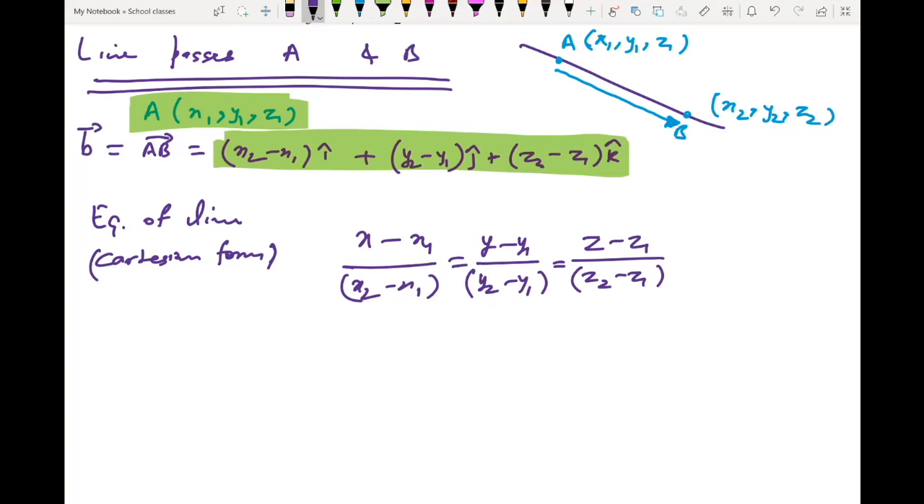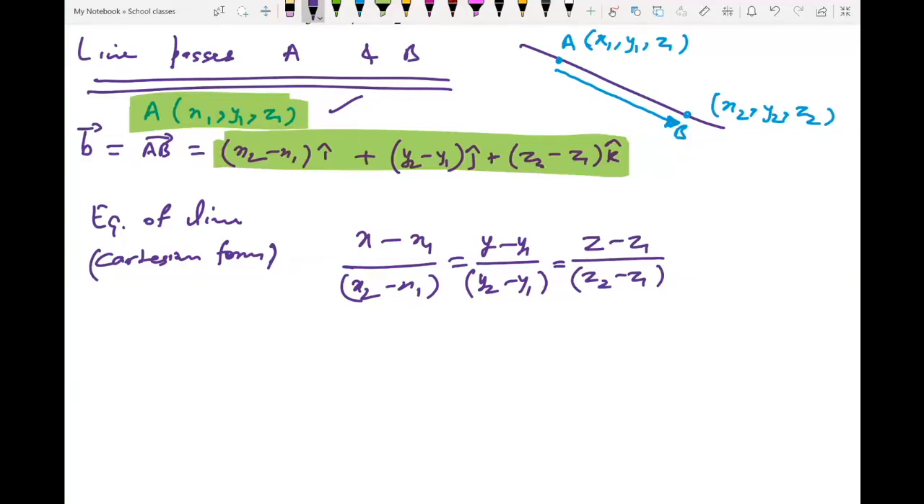We take one of the points, and we generally take the first point. Even if I take the second point, the answer will not be wrong, but maybe your answer will mismatch the answer given in the book. That would also be correct, but we generally take the first point. I have taken the first point, and we need a vector to which the line is parallel.